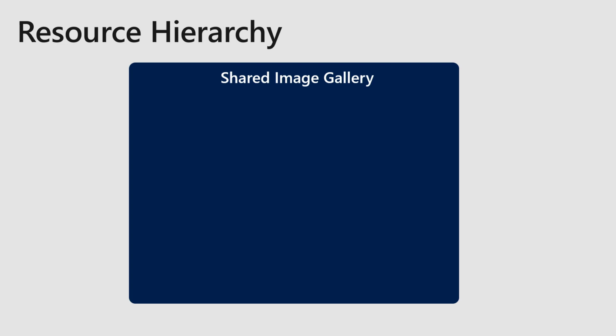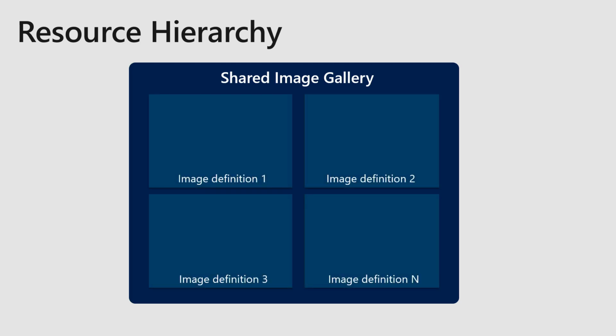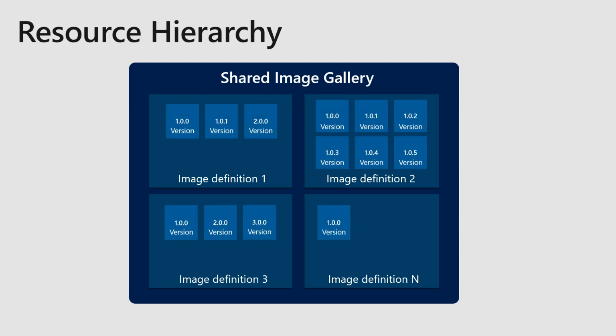Now, let's talk about the resource hierarchy between these new resources. First, you have the shared image gallery. Then you can create multiple image definitions inside of it. And then each image definition can have multiple image versions inside it.